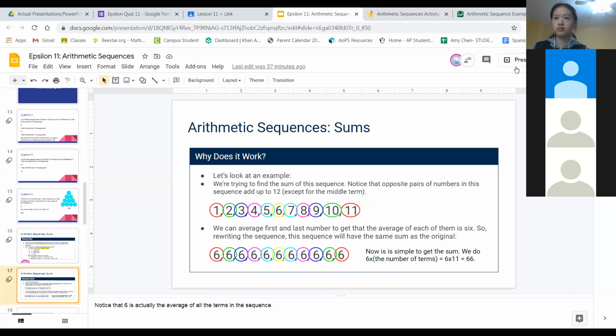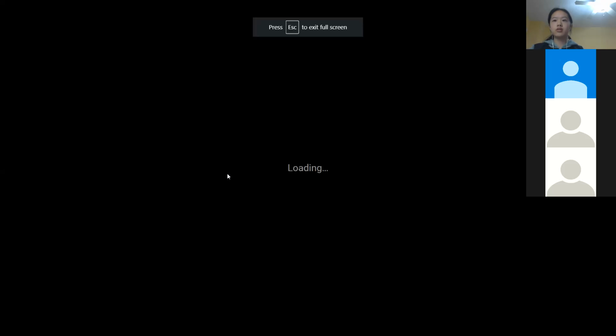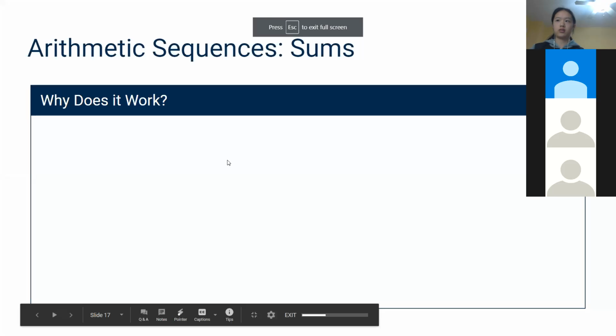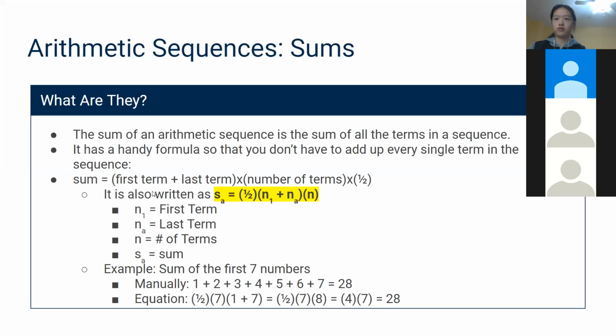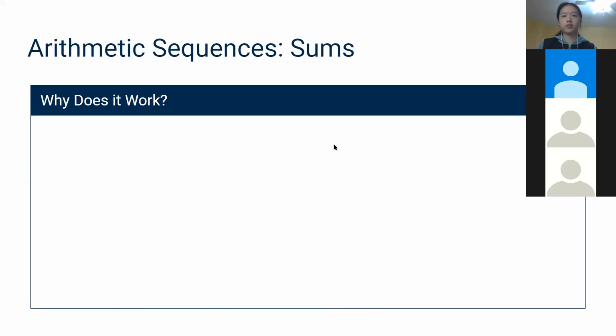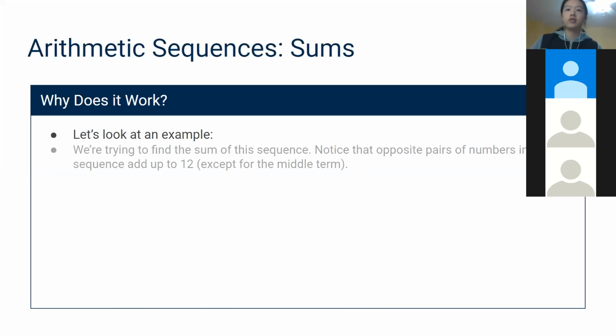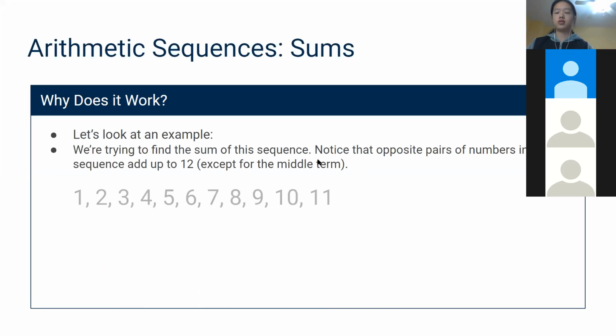Okay, so now we're going to show why this formula, the general sum formula, which is right here, works. So let's show how it works by using an example. We're going to try to find the sum of this sequence. We're going to try to add up the first 11 positive integers.